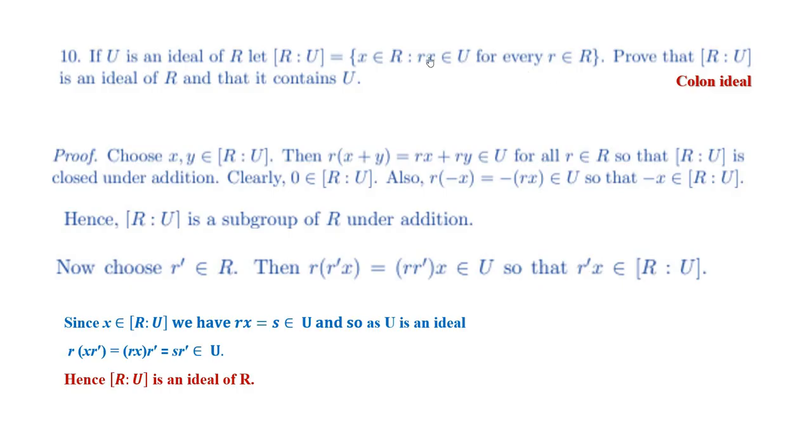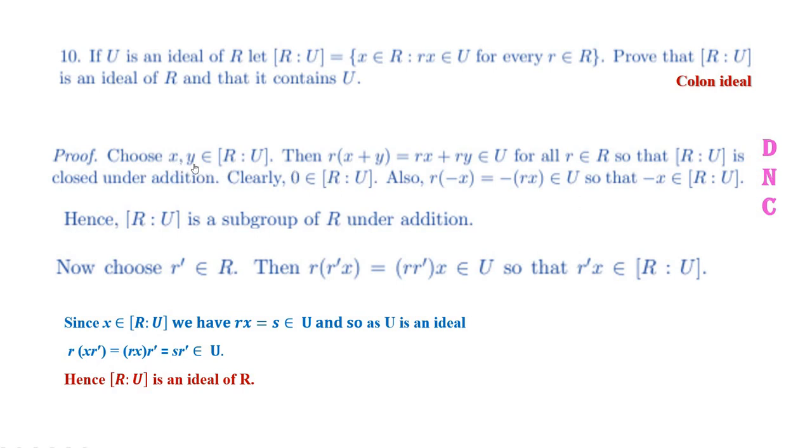Now, after showing that this is an ideal, called the colon ideal, first of all we see that it is non-empty. We have the description here, but that must be written when you write the proof. We have to show that it is non-empty, for which we show that 0 belongs to R colon U, because if you consider r into 0, that is equal to 0, and because U is an ideal, it belongs to U. So this is a non-empty ideal.